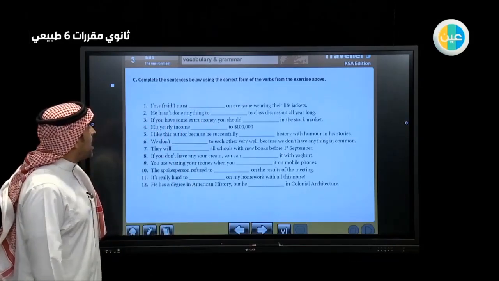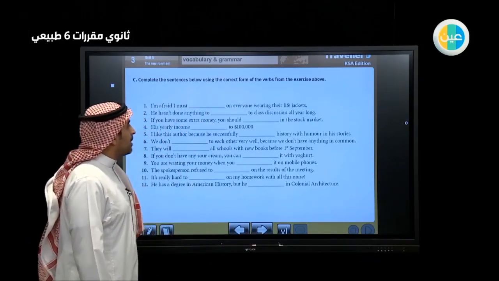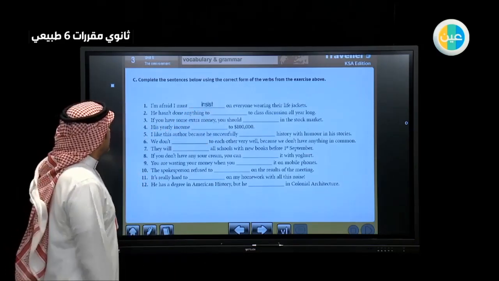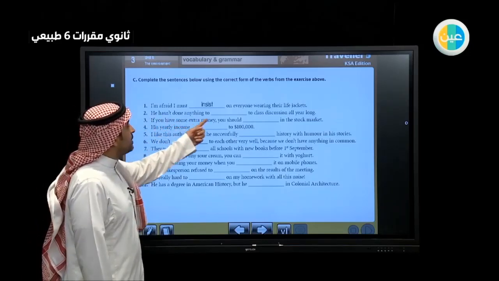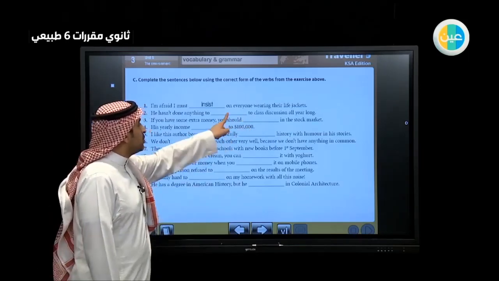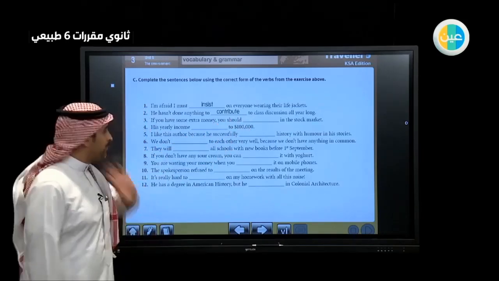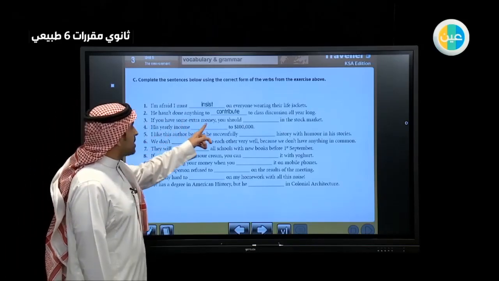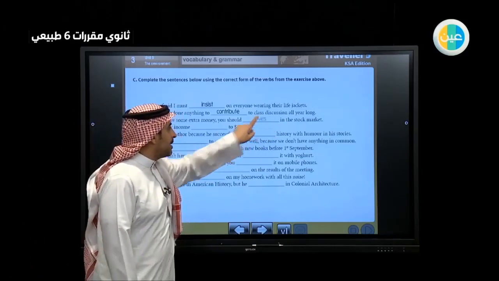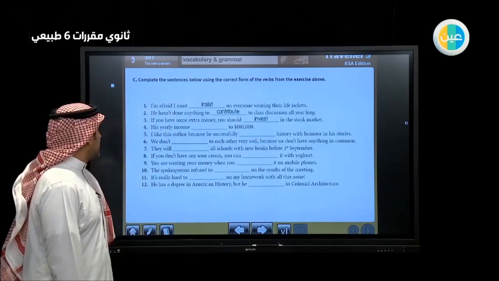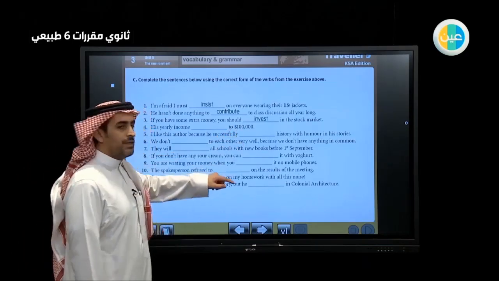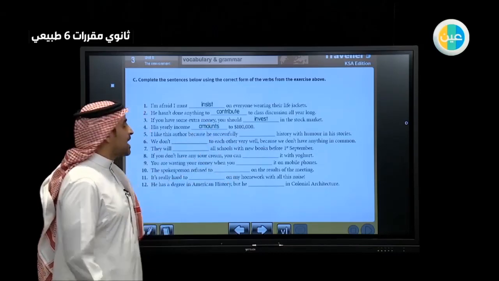I am afraid I must insist on everyone wearing their life jacket on. So insists, we can say insist. He hasn't done anything to contribute to class discussion all year long. So contribute to. If you have some extra money, you should invest in the stock market. So invest in. His yearly income amounts to $200,000. So we can say amounts to.